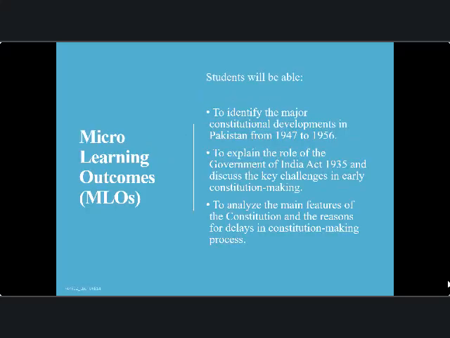By the end of this lecture, students will be able to identify the major constitutional developments in Pakistan from 1947 to 1956, explain the role of the Government of India Act 1935, and discuss the key challenges in early constitution making. And finally, you will be able to analyze the main features of the constitution and the reasons for delays in the constitution making process.